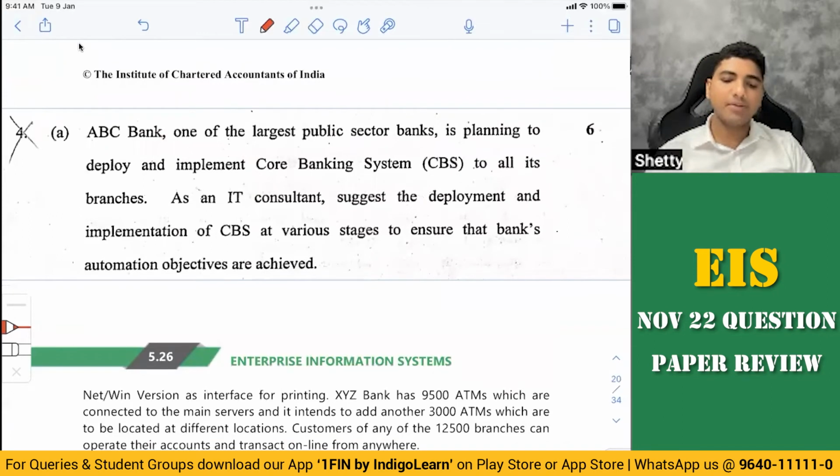They are saying ABC Bank, one of the largest public sector banks, is planning to deploy and implement core banking system to all its branches. As an IT consultant, suggest the deployment and implementation of CBS at various stages to ensure that the bank's automation objectives are achieved. Okay, so if a bank is deciding to come up with their own CBS software, what are the various stages that you have to keep in your mind so that automation objectives are achieved?